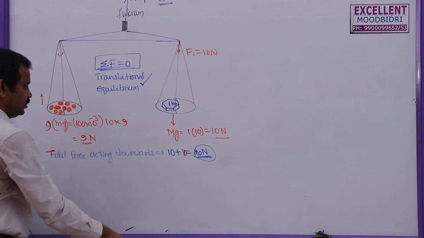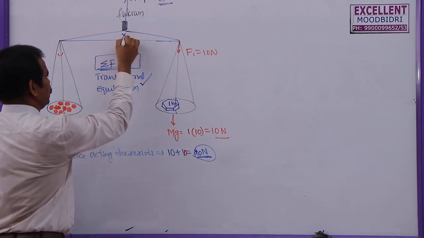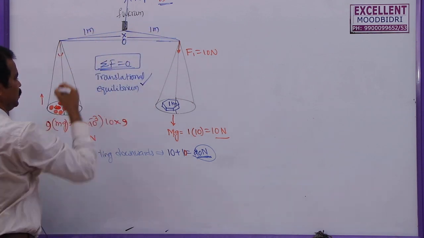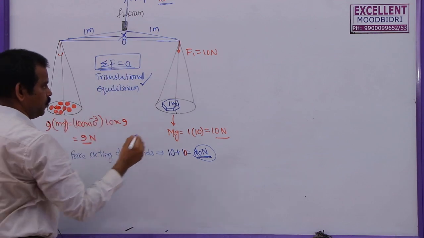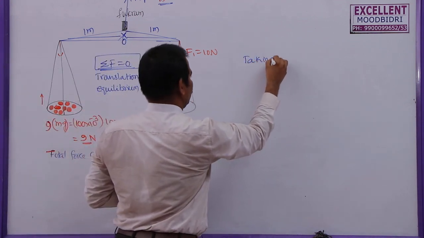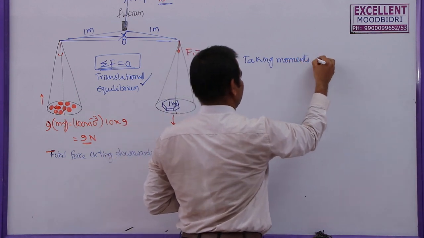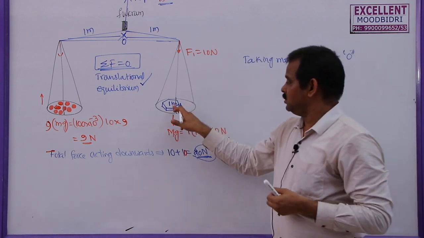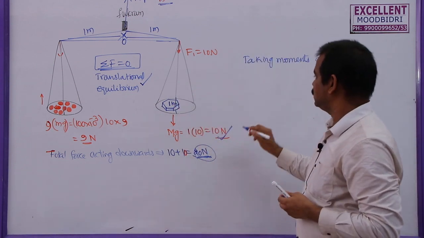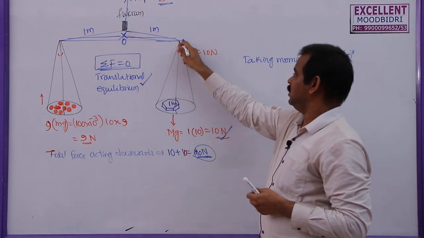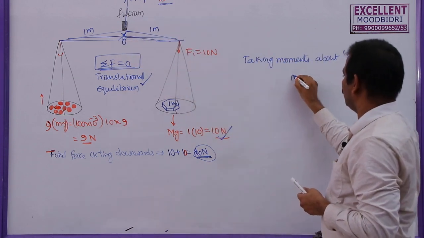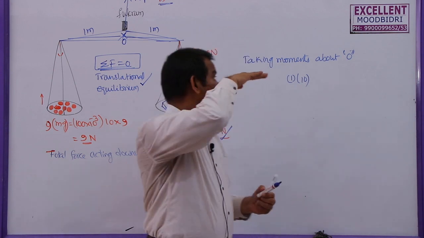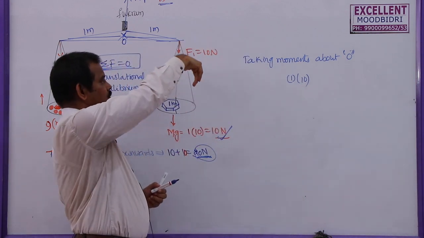Why? Because we will see, if you take this point as O, this distance is let us say 1 meter and this distance also 1 meter. Taking moments about O, now what is this force here? This is 10 Newtons. So now I am taking about this point here, this length is 1 meter. So 1 into the force acting is 10. As it is in this direction, this is the distance, this is the force, torque is r cross F.